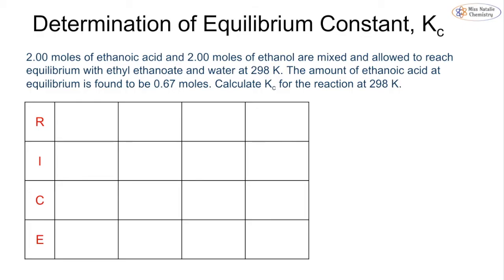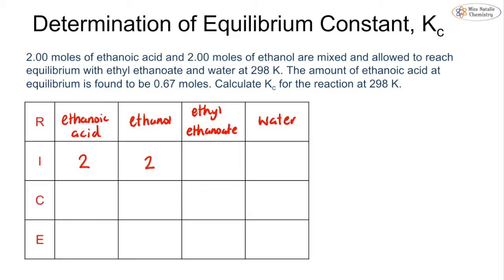And what we find is that all of our reactants and products are in a 1-to-1 ratio. So we have our ethanoic acid, we have our ethanol, we have the ester, ethyl ethanoate, and then we have our water. So our initial number of moles is 2 for the ethanoic acid and 2 for the ethanol. Now, of course, we must have 0 and 0 for the ethyl ethanoate and the water, because at the very start of the reaction, we haven't made any.